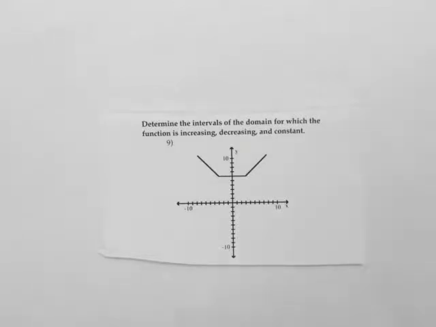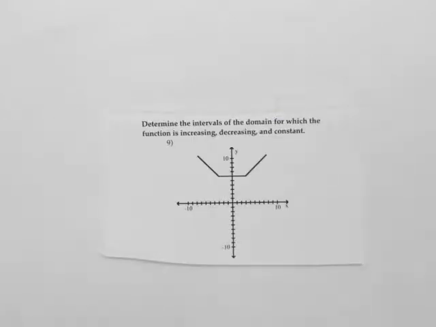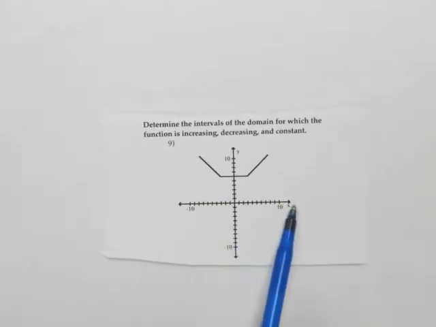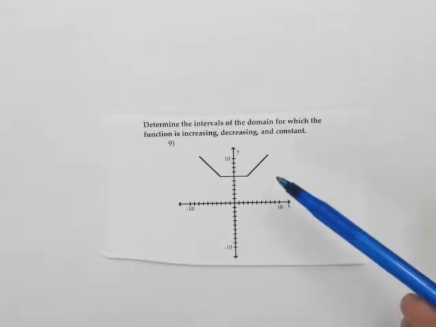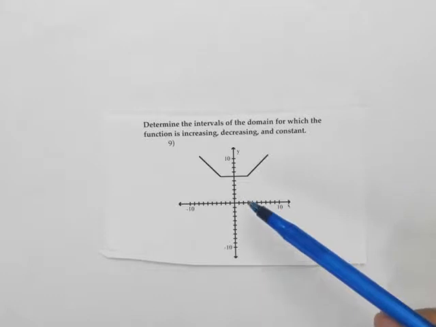Okay, in this example, we're talking about intervals of increase, intervals of decrease, and intervals where functions are constant. So let's talk about this for a second. What does it mean for a function to increase? Well, if a function is increasing, suppose that you're increasing on the number line in the x direction. If it's increasing, the next y value will be bigger than the previous y value.